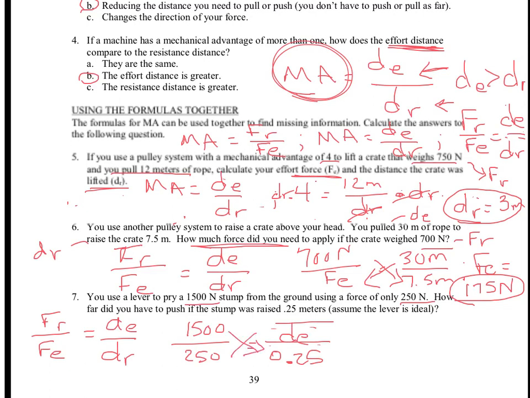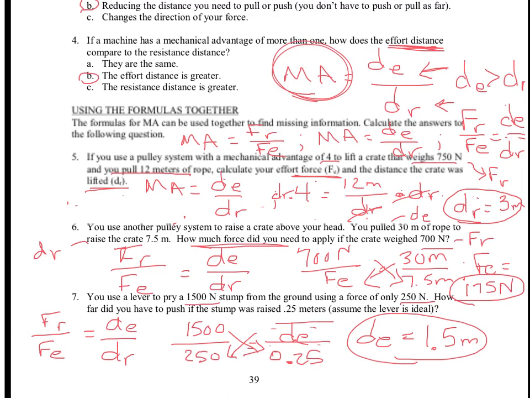So again, I'm going to cross multiply and divide. If I talk you through it here, it's going to be 1,500 times 0.25 and then divide that by 250, which is 1.5. It means I have to push down the lever 1.5 meters in order to get the stump to raise 0.25 meters.